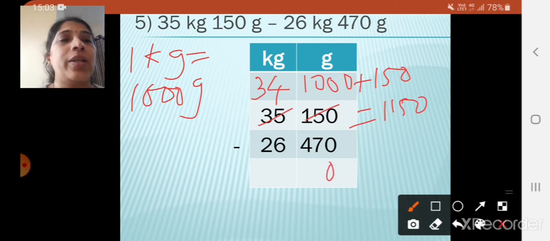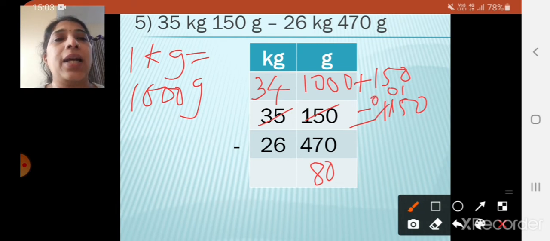So now you can carry out subtraction. 0 minus 0 is 0. Now 5 minus 7, you cannot subtract 5 from 7. So you are going to borrow 1 from the hundreds place. So in the hundreds place, it will become 0. And in the tens place, it will become 15. 15 minus 7 is 8. Now 0 minus 4, again you cannot subtract 0 from 4. So you are going to borrow 1 from the thousands place. So in thousands place it will become 0, and in the hundreds place it will become 10. Now 10 minus 4 is 6.